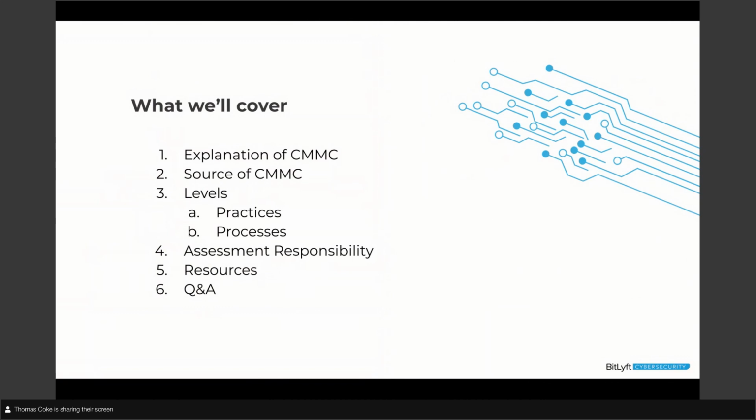Then we're going to talk about the assessment responsibility, what you're going to have to do, who's going to be doing it with you, and why that matters. And then we're going to give you some resources, and I want to open it up to Q&A. So my goal here is to have the Q&A be long enough that anyone that has good questions can ask them. We have a few that we're going to cover on our own, but please feel free to write down questions, ask questions at the end.